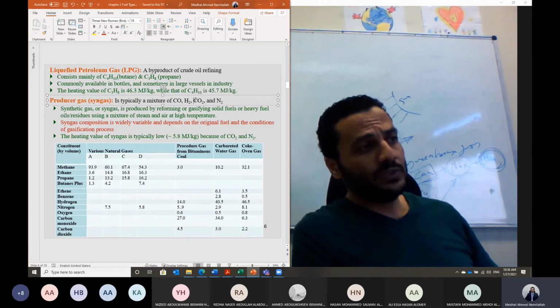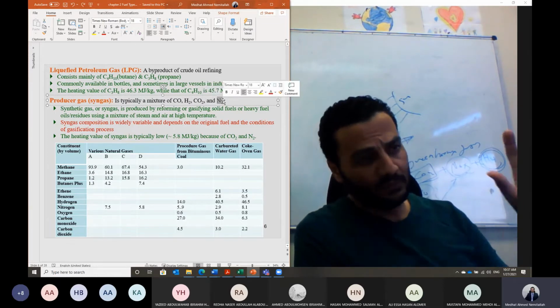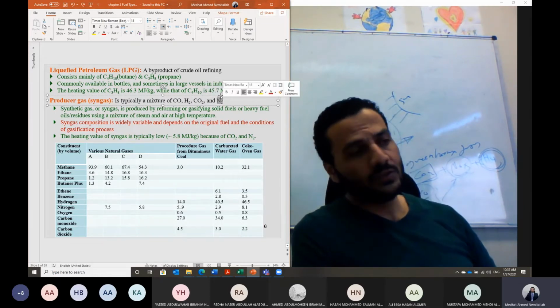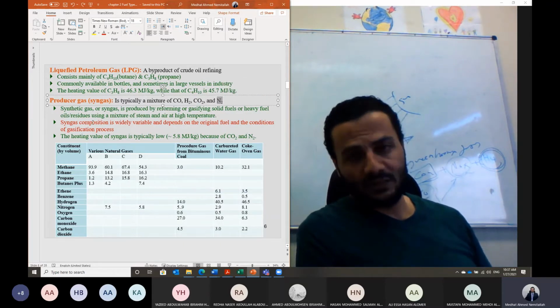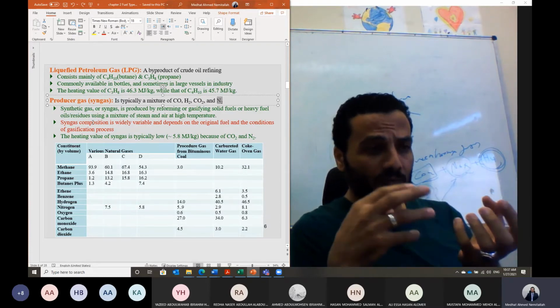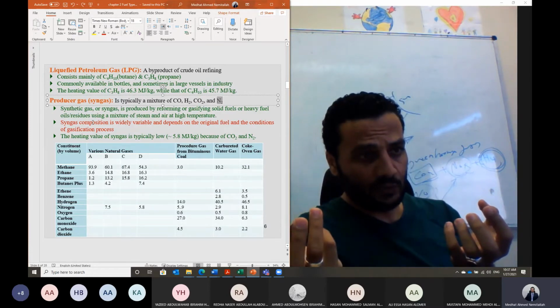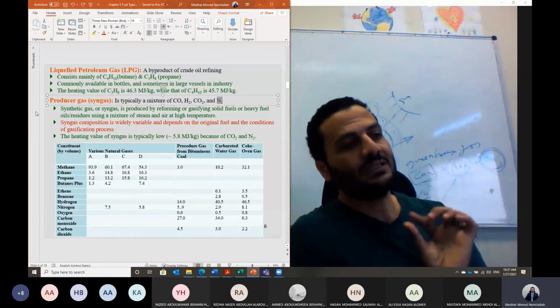But usually this process reaction results in carbon dioxide, and usually nitrogen will be there because nitrogen is in air, so it will be there in any process. That's why the composition of the synthetic gas will be different from one to another. It is not fixed in composition because it depends on which source we get this syngas from.